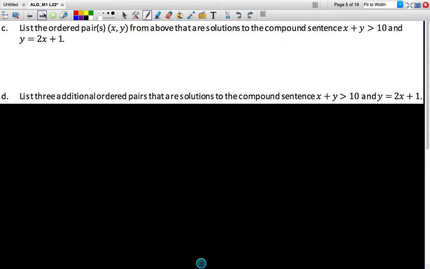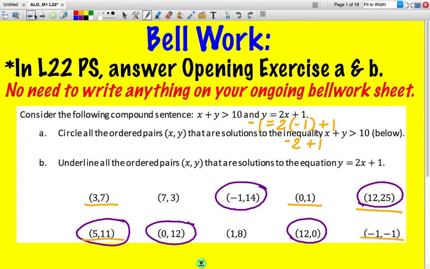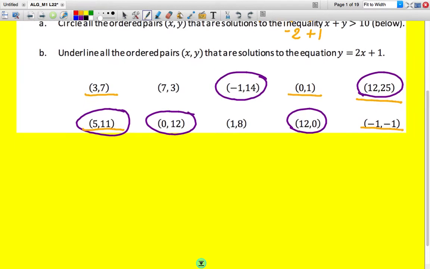Part C of the opening exercise asks us to list the ordered pairs from above that are solutions to the compound sentence x plus y is greater than 10 and y equals 2x plus 1. So they're asking us to locate the solutions that were true for both of those, not just one of them, but both the inequality and the equation. And if you look at our set, the only ones that we have circled and underlined are 12, 25 and 5, 11.